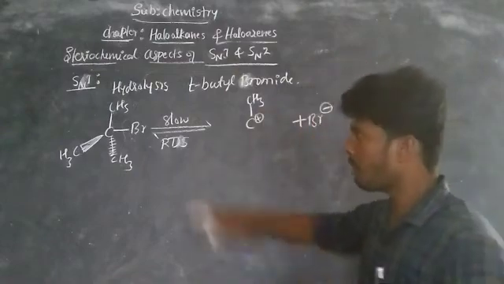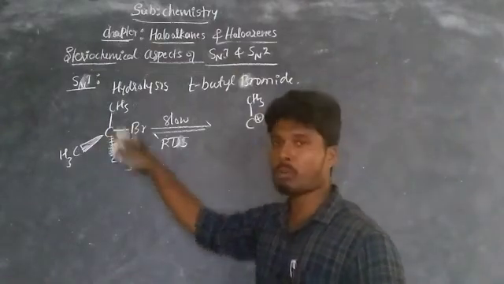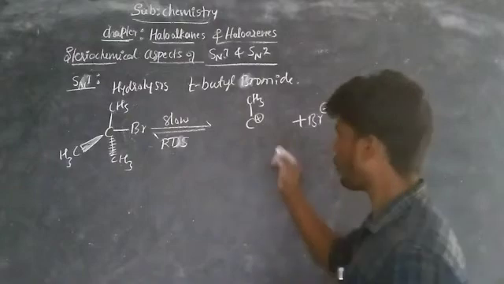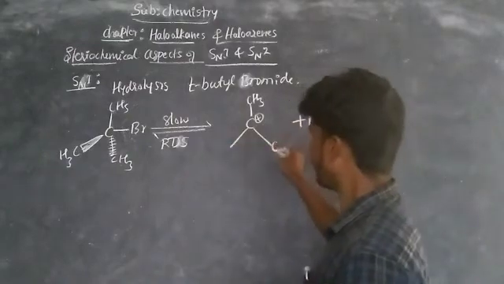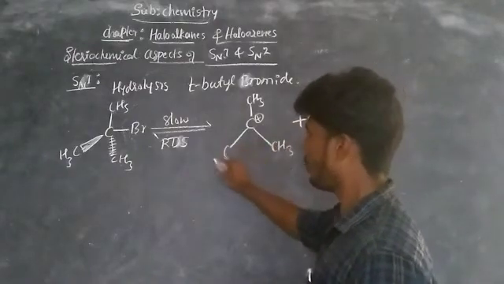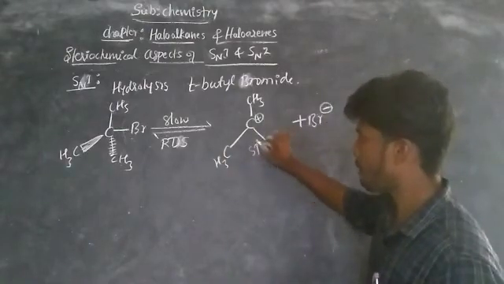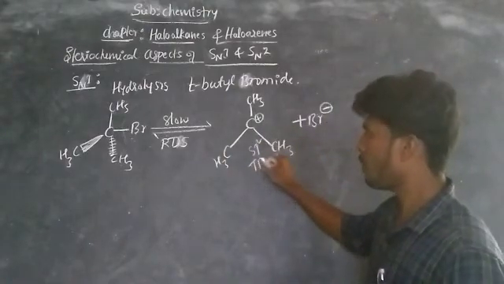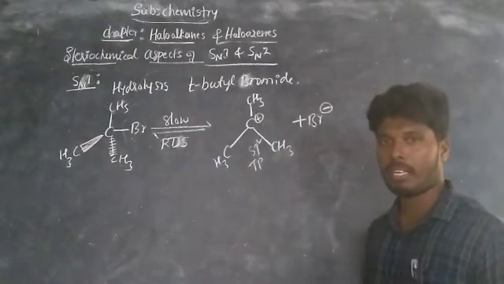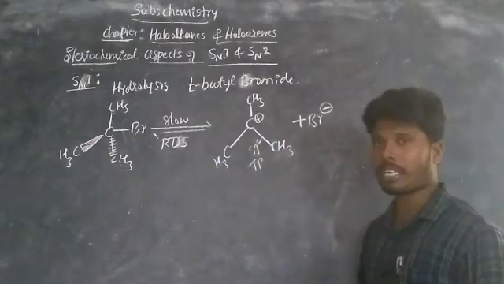Observe, after ionization, these three groups will be in the same plane. You get a carbocation. These are all in the same plane, right? Because the hybridization of carbon is sp2. If it is sp2, it is called trigonal planar geometry. All these three groups are in the same plane.